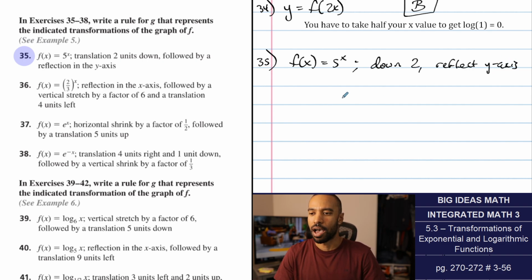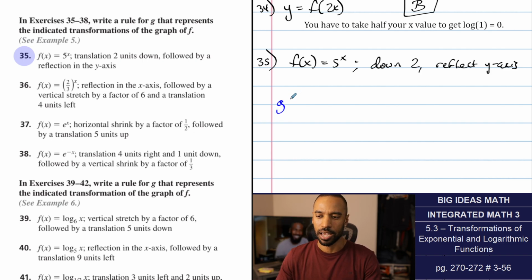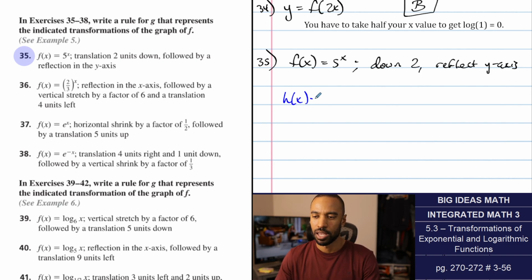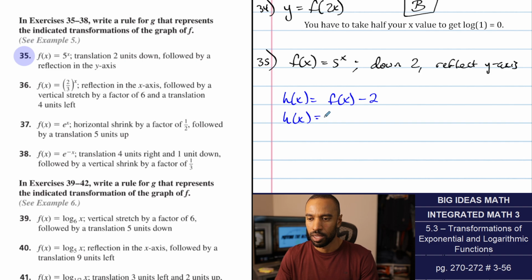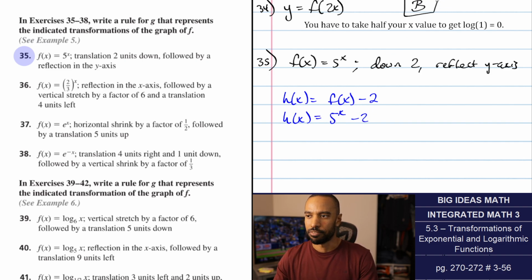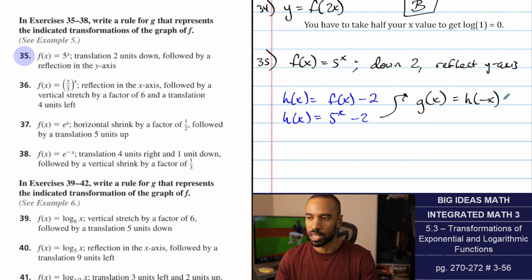So for that one, let's start with an interim function. Let's call it actually h of x. We're going to get to g of x. H of x, we take our f of x and we go 2 units down like this. So this is going to be 5 to the x power minus 2. Our g of x from here will take our h of x and reflect across the y-axis. That means we make our x negative. So here we're going to get 5 to the negative x power minus 2.